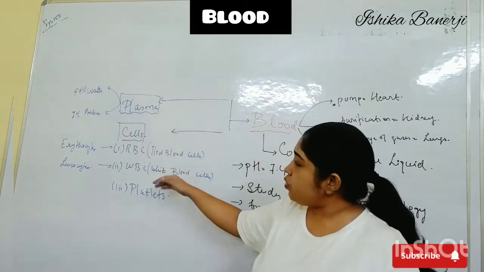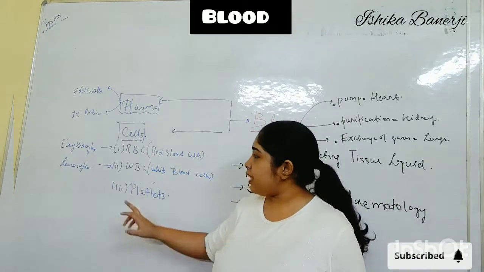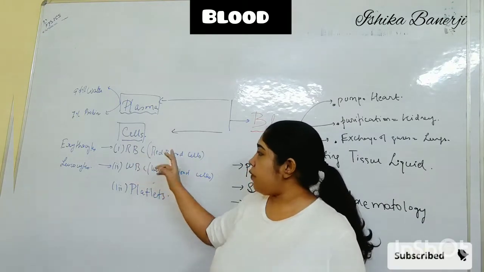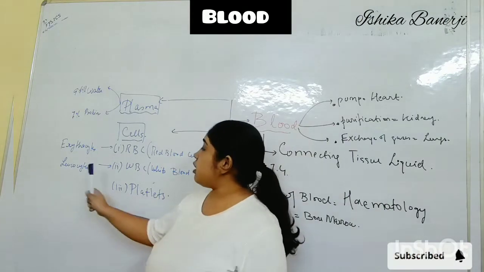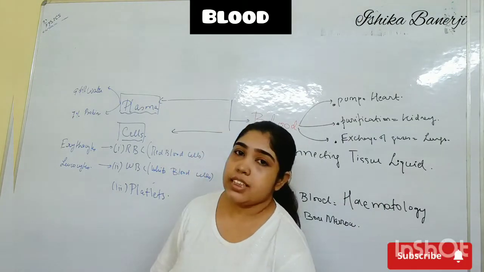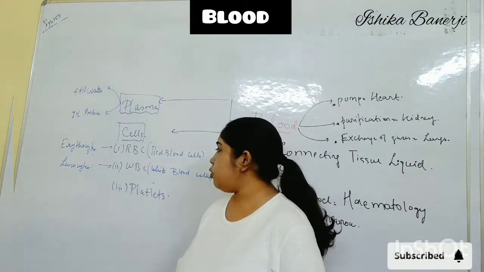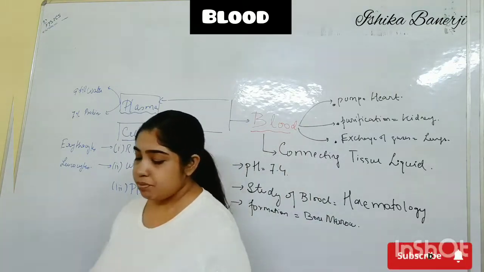And the cells we are talking about are the RBC, WBC and the platelets. RBC is called red blood cell, also known as the erythrocytes. WBC is called a white blood cell, also known as the leukocytes. We will be talking about RBC and WBC a little bit.